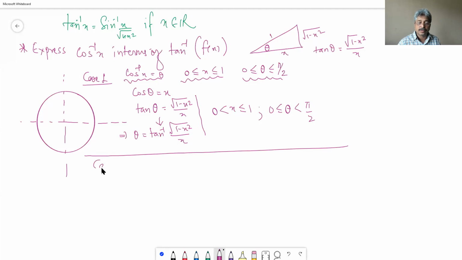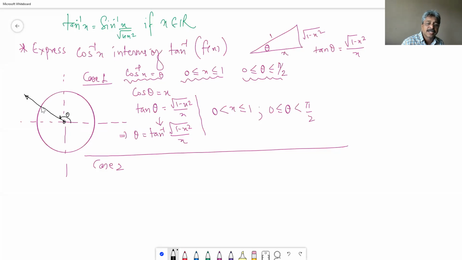Now case 2. I want to explain case 2 geometrically first rather than algebraically, and then we complete the algebra. Theta was between 0 to pi by 2. So we have to take a case where theta is somewhere here. The terminal ray is somewhere here, which is in the third part. So if the terminal ray is here, this is our theta. We should get back this theta. This is the answer that we want.